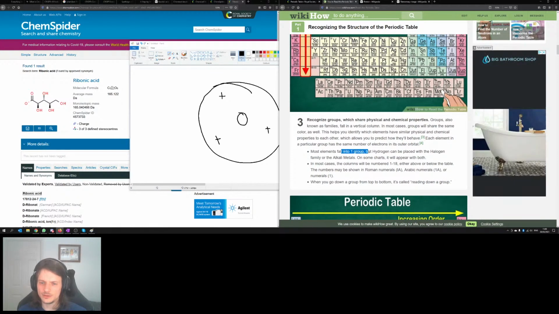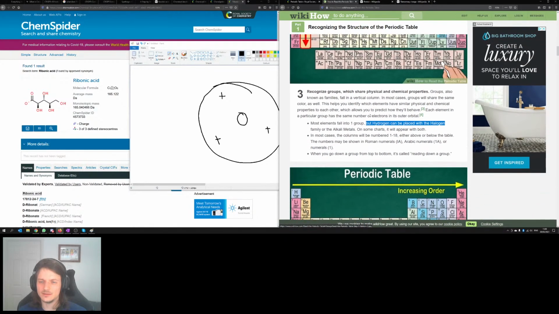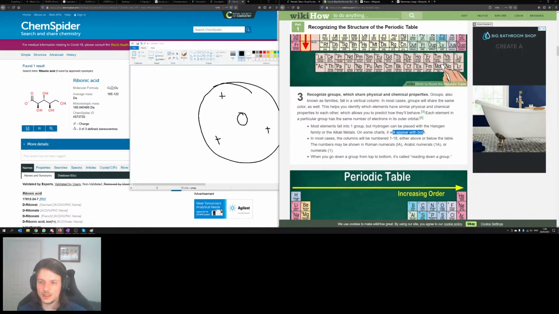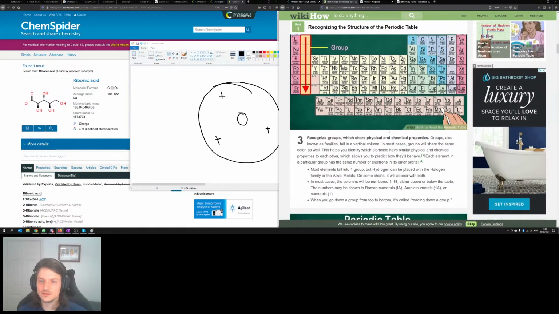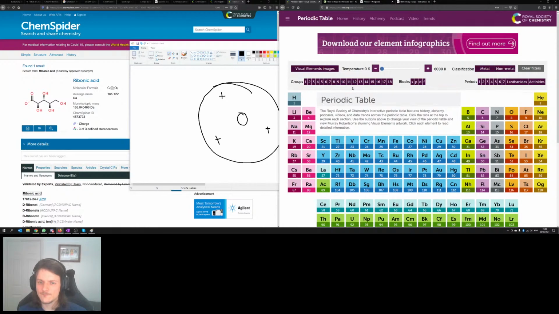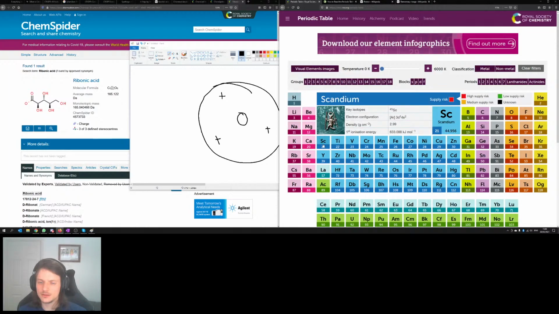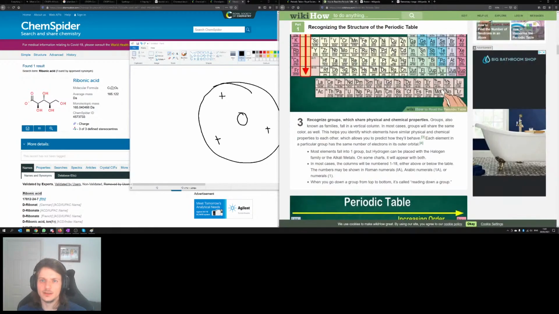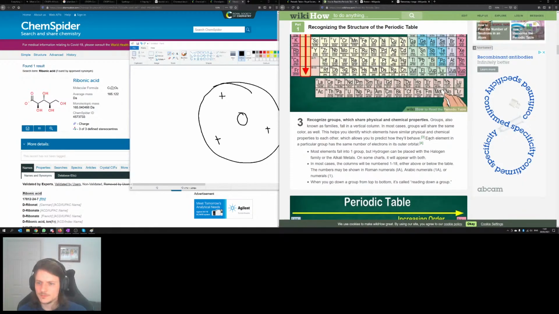Most elements fall into one group, but hydrogen can be placed with the halogen family or the alkali metals. On some charts, it will appear with both. In most cases, the columns will be numbered 1 to 18. Three, 6, 9, 12, 15, 18. Okay. 18 columns.